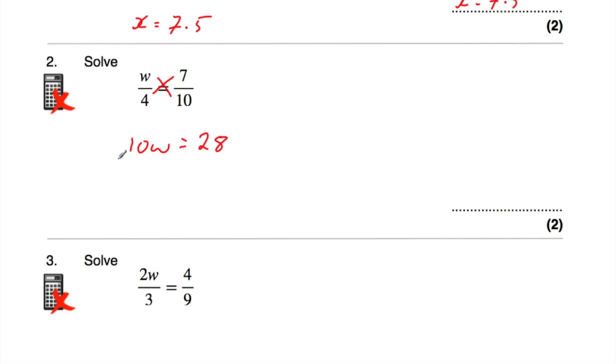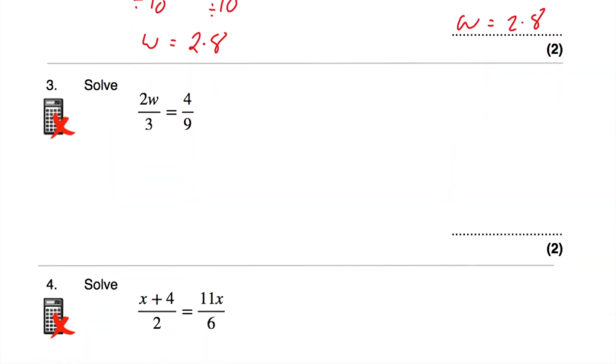And now we don't want this multiplied by 10, so we can just divide by 10 and divide by 10. 10w divided by 10 would just be w, and 28 divided by 10 would be 2.8. So w equals 2.8. And that's it, we've solved that equation. Okay, let's look at our next question, question number 3.